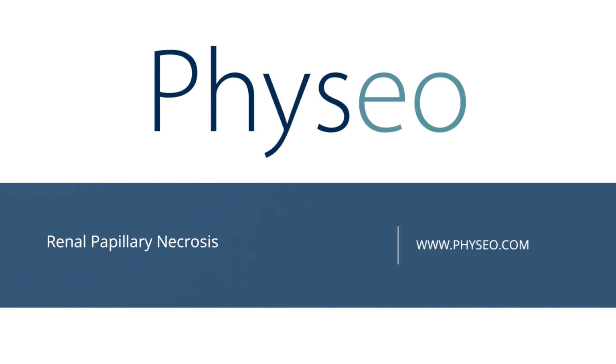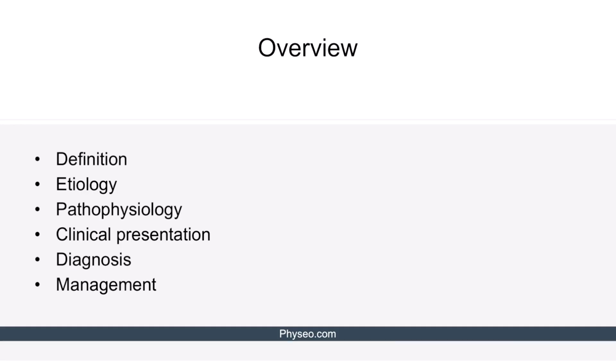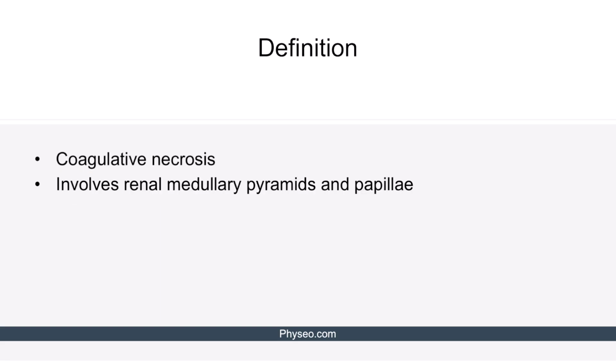Welcome to our section on renal papillary necrosis. Let's begin. Here is a list of topics we will be discussing for this section. Let's begin with the definition. Renal papillary necrosis is defined as coagulative necrosis of the renal medullary pyramids and papillae.